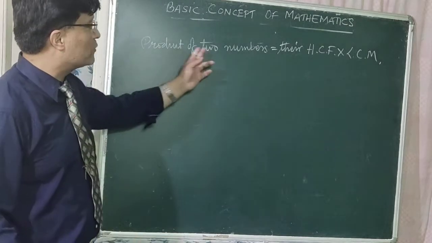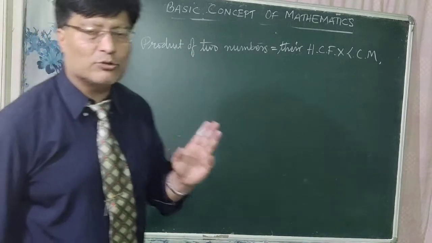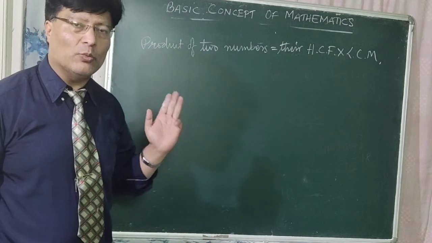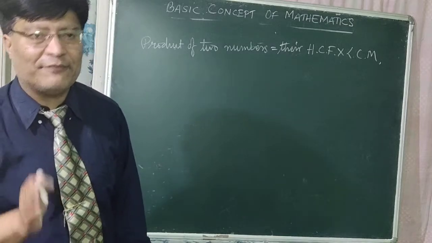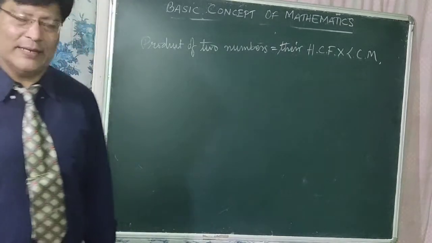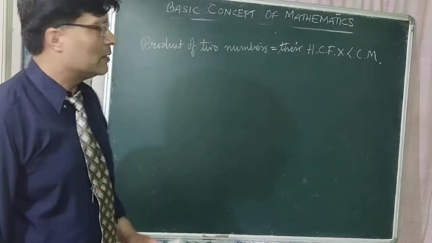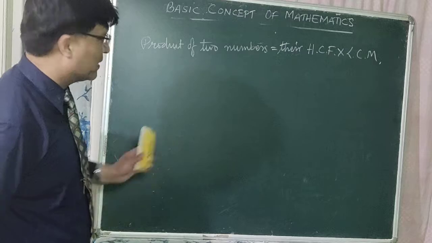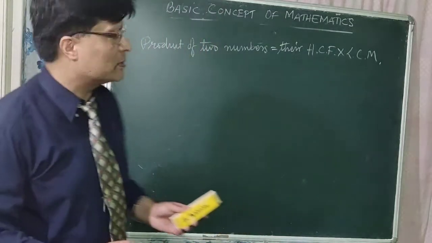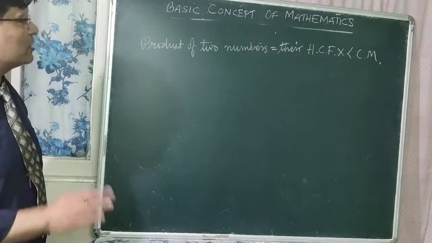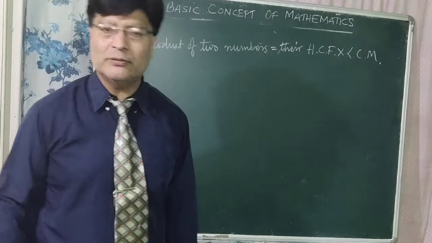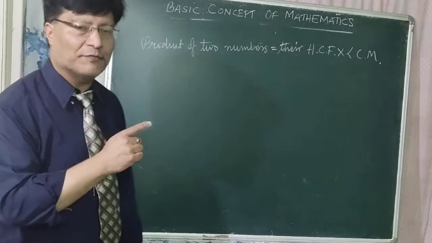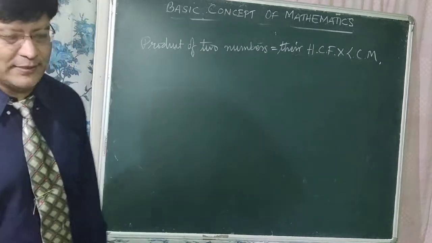That is, the product of two numbers. Any two numbers are given. If you find out their product, that product will be equal to their HCF into LCM, right? So this is the formula and this is to be remembered, right? So let us prove it. Let us give an example here to prove this result. That is, the product of two numbers is equal to their HCF multiplied by LCM.